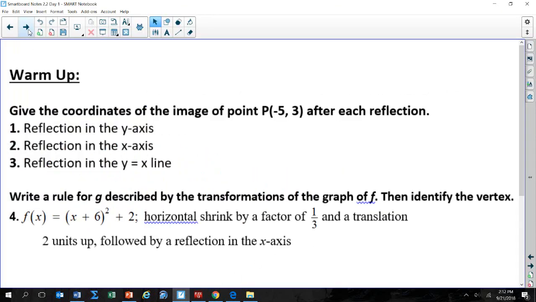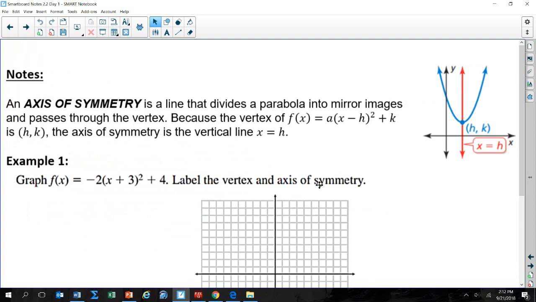Okay, so we are in 2.2 day 1. The first topic I'm going to talk about is the vocabulary word axis of symmetry, which we've already heard this term before. We're just going to go over what the vocabulary term means again. An axis of symmetry is a line that divides a parabola into mirror images and passes through the vertex.